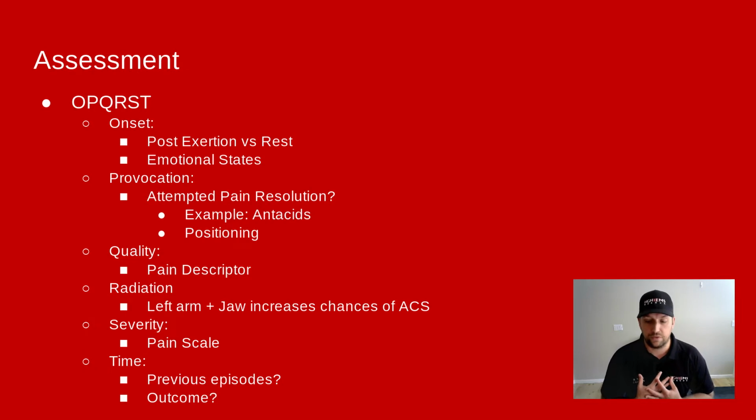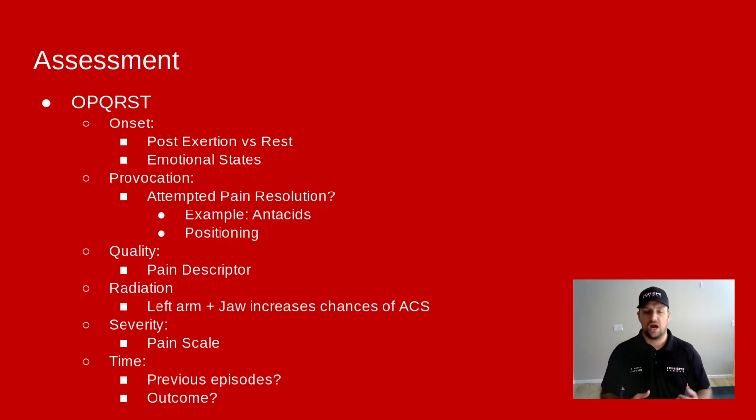Positioning. Like we talked about before, the people in the myocarditis, pericarditis group want to sit up and lean forward versus laying down flat. So the positioning questioning can help lead you towards or away from ACS. Quality is really a pain descriptor. And again, ACS is unique with those dull, pressure, heavy words versus something like sharp, and that's, again, poorly localized. That'll all help guide you towards ACS.